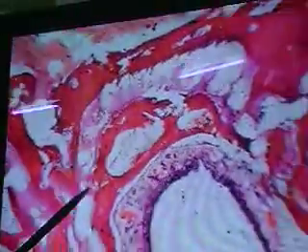Alright, one sec. So now we are back in the nasal cavity right here, and that is all nasal septum, all hyaline cartilage. This is olfactory epithelium right up here. That's olfactory epithelium right here. This is not a good example, but that is in the roof.